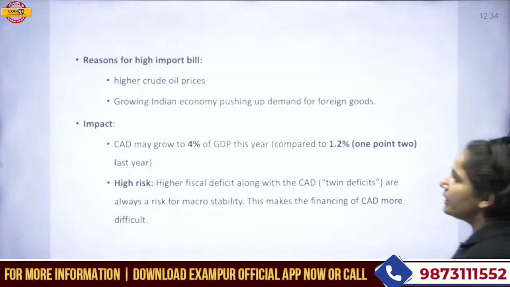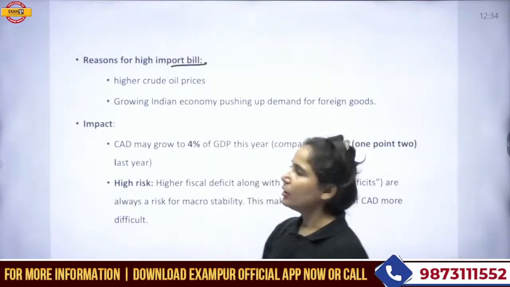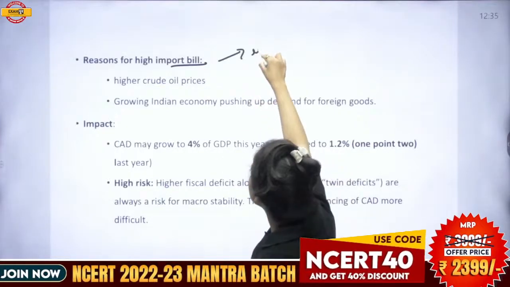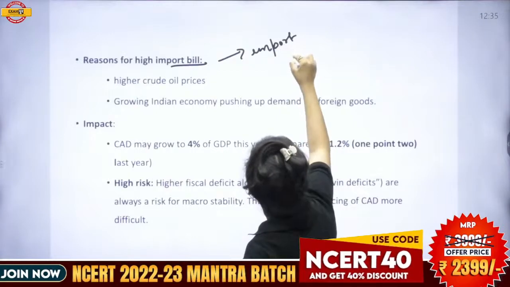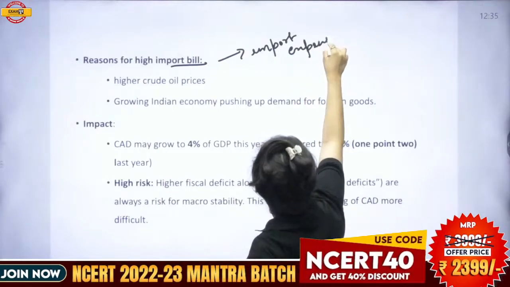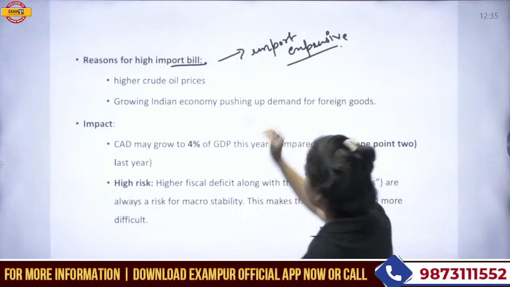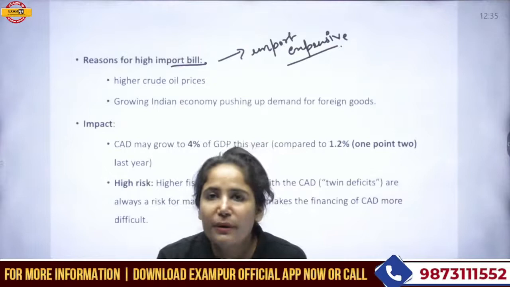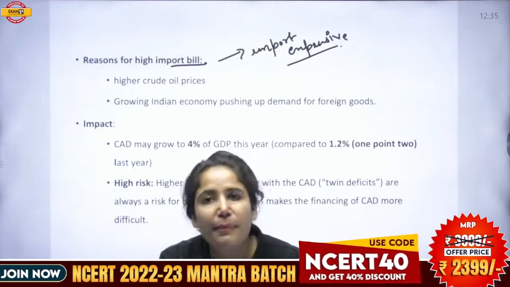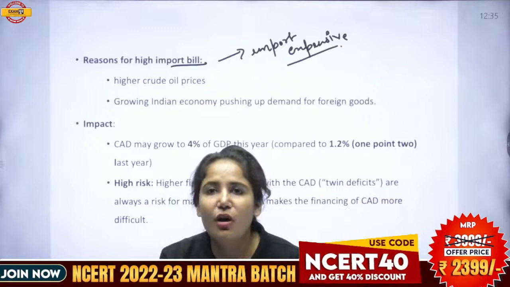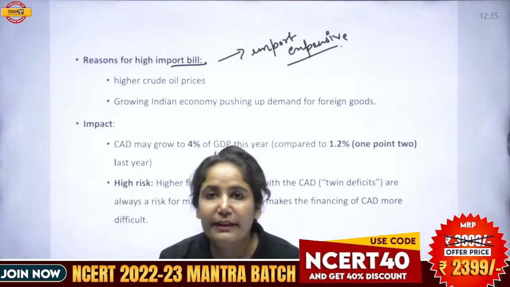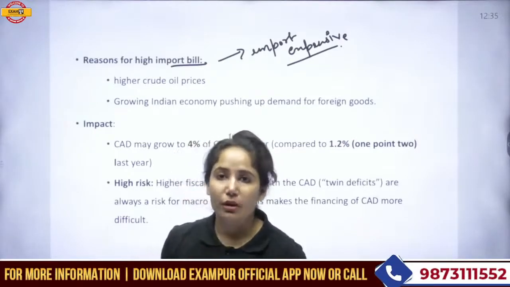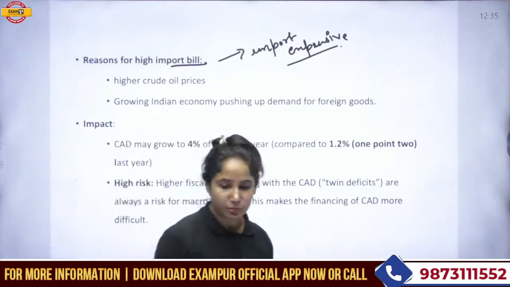Next point is all about the reasons for the high import bill. What are the reasons for the high import bill? First of all, it is making imports expensive, whatsoever they be. Why is it so? Because dollars are becoming dearer in comparison to previous years. And we have already talked about it, that in 1991 it was only 8 rupees per dollar. Now it has become 10 times more.